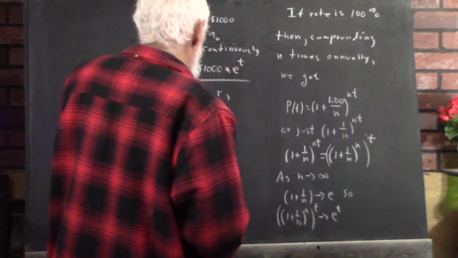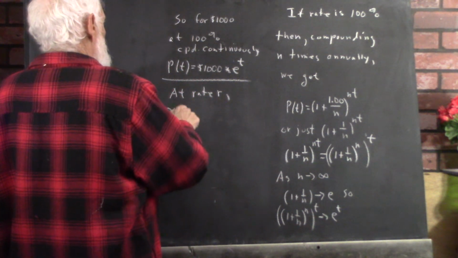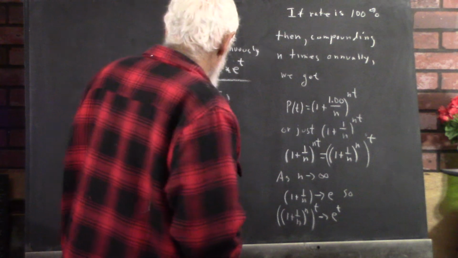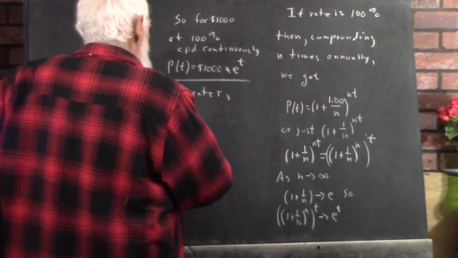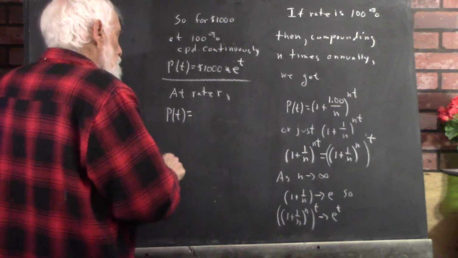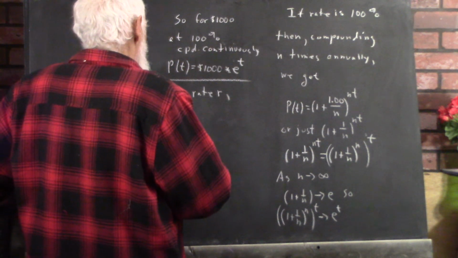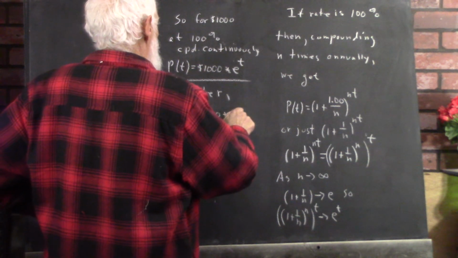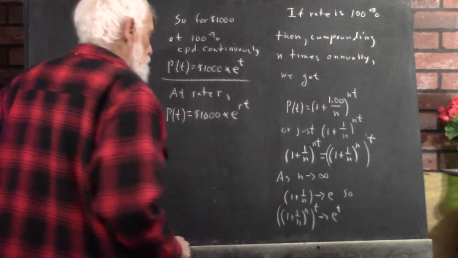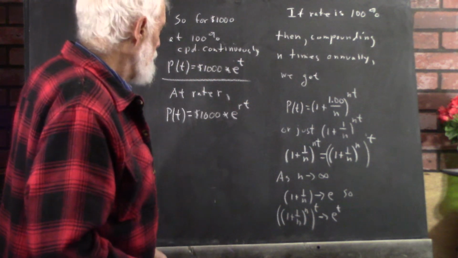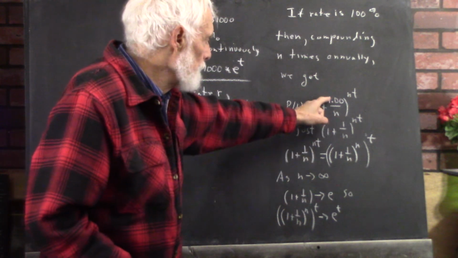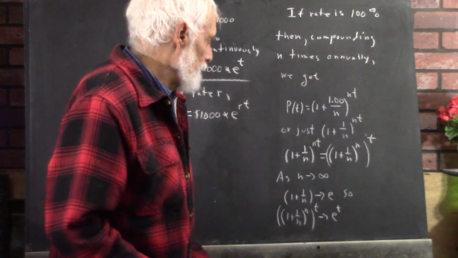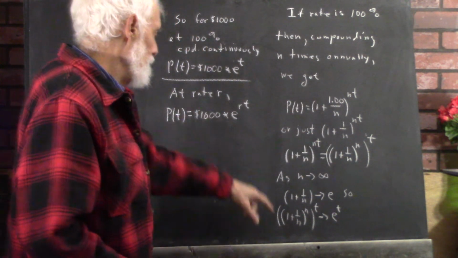At rate r, we don't have time to make this connection, but it's fairly straightforward algebra that y'all are I think capable of doing, and we'll see that a little bit later. At rate r, P of t is $1,000 times e to the rt. This is what you get if you replace this 1.00 by r. So instead of 1, you have r, and then you do just a little bit of algebra.